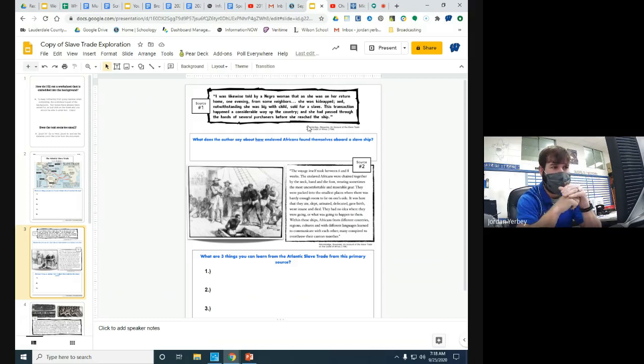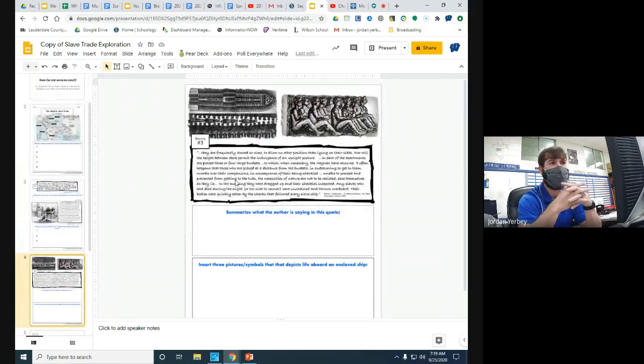The second one is talking about some of the conditions that these people lived through. And so as you read there, you'll be looking for 3 things you can learn from the Atlantic slave trade from that primary source. So that primary source there is talking about the conditions they went through and the issues that they dealt with. And so you have to find 3 things you can learn from there.